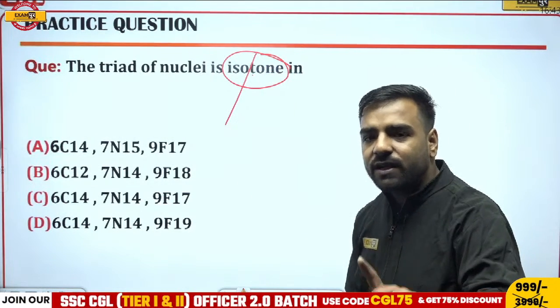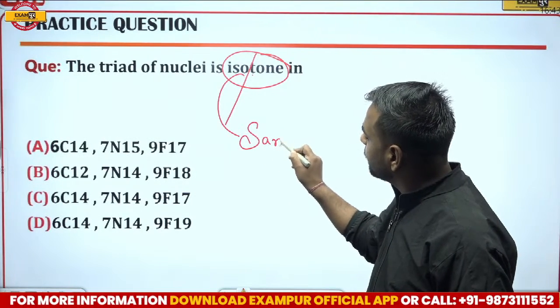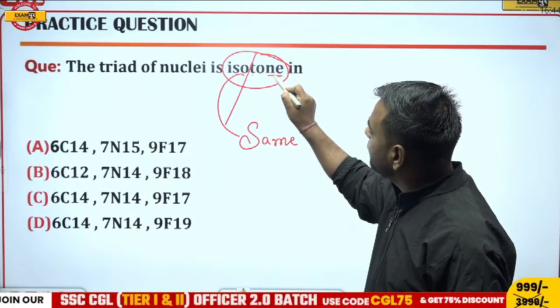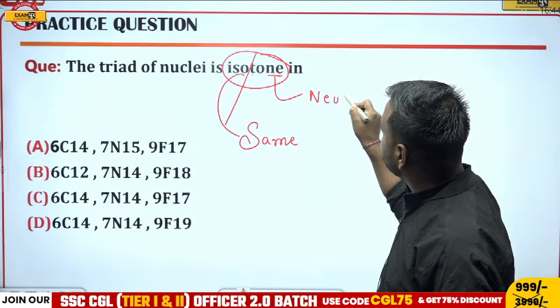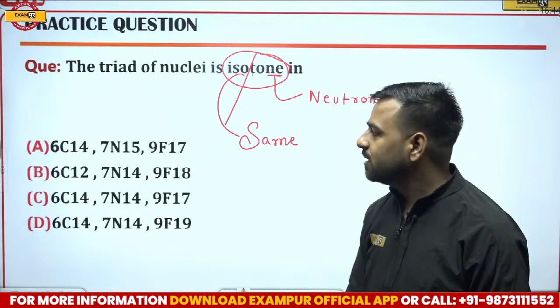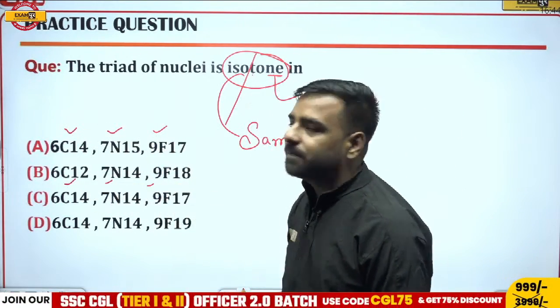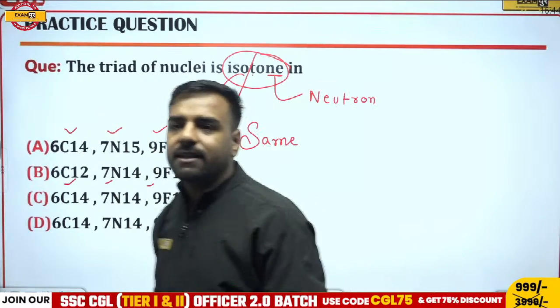If I break this word into two parts, iso means same. Just have a look at this word, it is related to neutron. So we have to check in these options where the number of neutrons is the same. So what happens in this scenario?